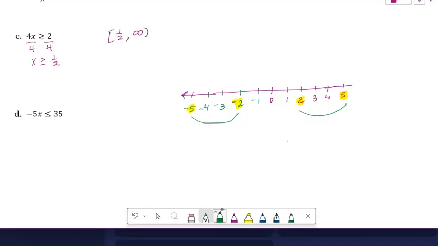So when we multiply or divide by a negative number, we have to switch the sign. The inequality sign switches to the other direction. So for this example, I'm going to divide by negative 5. But when I simplify this, I'm going to take the inequality and switch it to be greater than or equal to. 35 divided by negative 5 is negative 7. So my answer here is going to look like negative 7, including the endpoint, and then going up to positive infinity. All my x's are greater than or equal to negative 7.